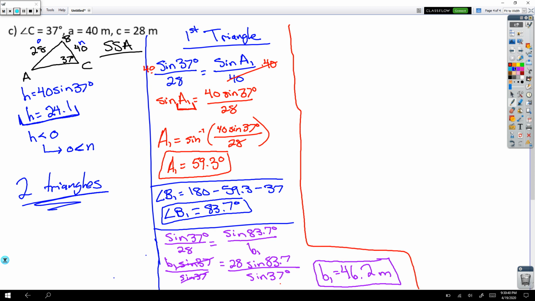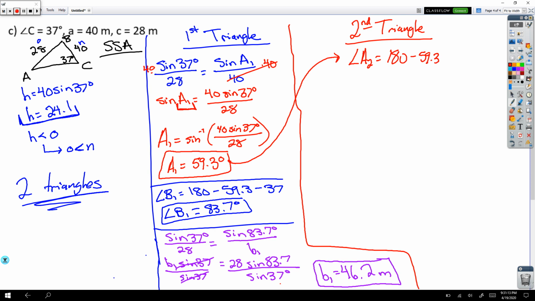Now, we have to solve for the second triangle. Now, the way we're going to do this, we're going to take the angle measure for A, and we're going to subtract it from 180. Okay, so that'll give us the second angle A. Okay, so angle A sub 2, and we're always going to do this. Okay, so 180 minus the 59.3 we found from the first triangle will give me a new A sub 2 that equals 120.7 degrees.